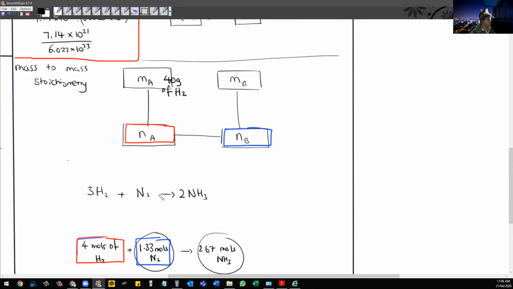Now what I'm going to do is say I've got 40 grams of hydrogen. How many grams of nitrogen do I need? So I'm going to change that to H2, mass of H2. That's number of moles of H2. That's nitrogen N2. And this is N2. Of course, you can extend it to number of moles of ammonia and the mass of ammonia.